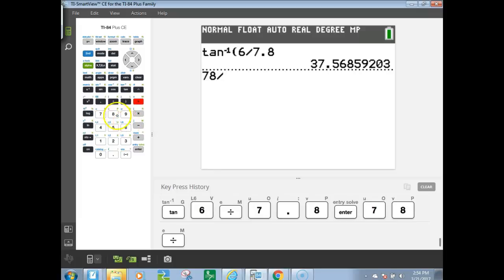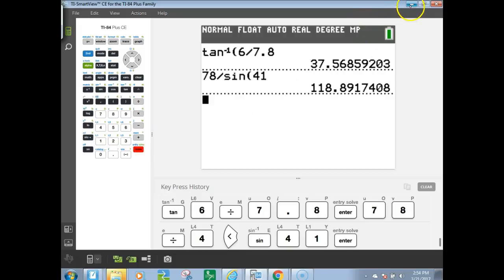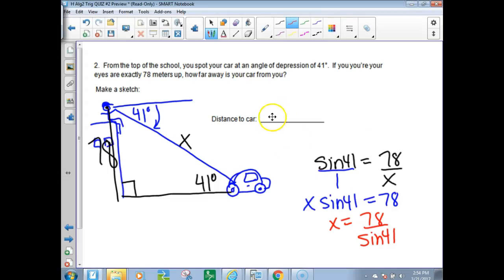I know, I did not make a very nice looking school, but I don't have time. Well, what was that, 41? 118.9 meters.